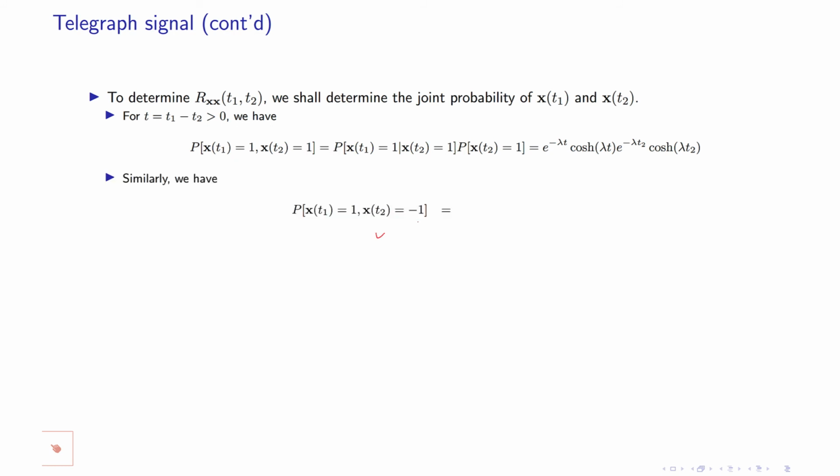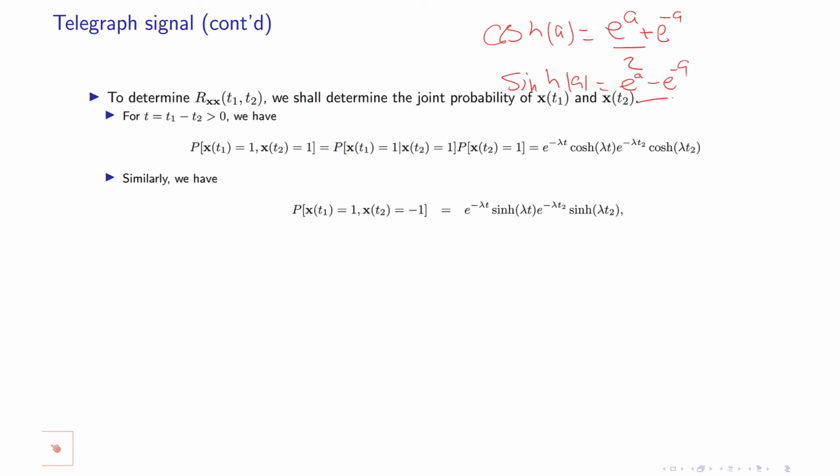Similarly, you can calculate all these other terms. Please do this as an exercise. Please go over it step by step. If you need, you can also look at the expression of cosine hyperbolic. Remember that cosine hyperbolic of, let's say, a is equal to e to the power of a plus e to the power of minus a, divided by 2, and sine hyperbolic of a is equal to e to the power of a minus e to the power of minus a, divided by 2.